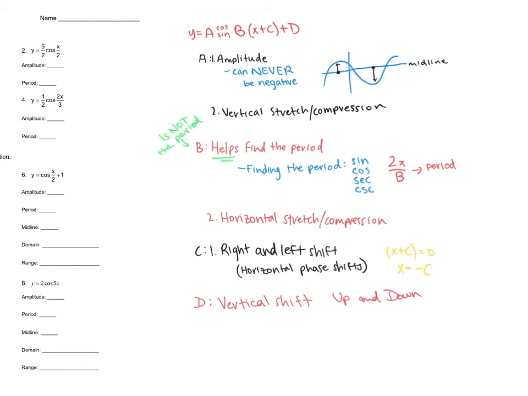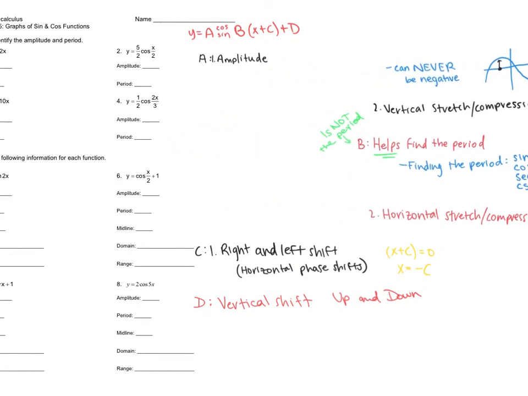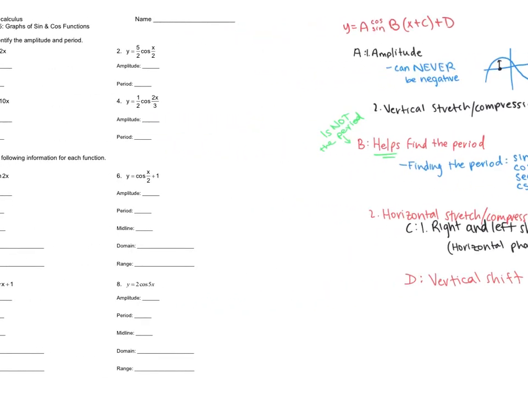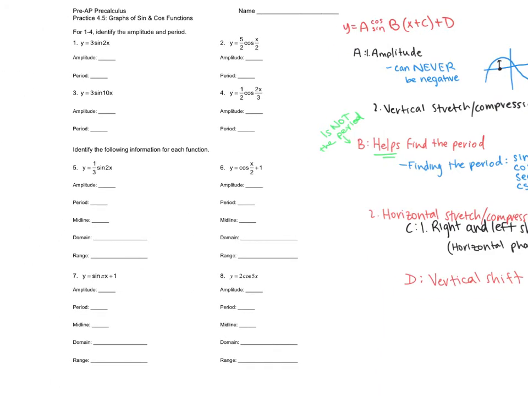Those are the basics. And now we can go ahead and solve those practice problems that you saw earlier. So let's go ahead and solve those equations. Let's look at the first one. For 1 through 4, identify the amplitude and period. So for number 1, we have y is equal to 3 sine 2x.